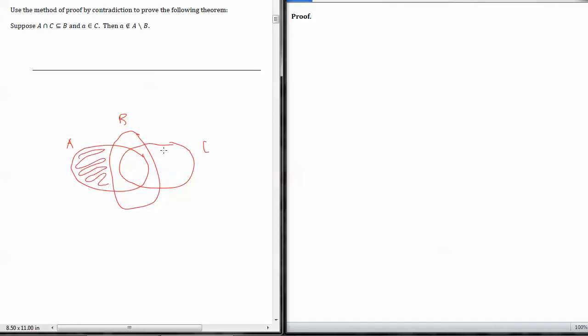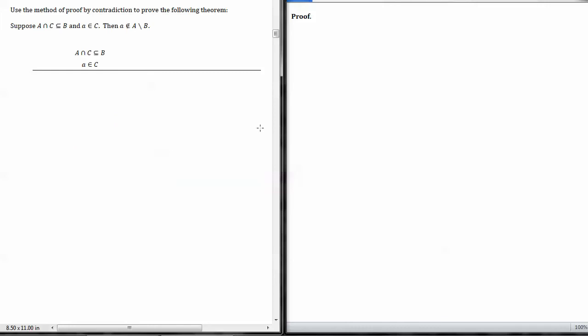Okay, and so if A is in C, it's pretty clear from the picture that it could not be in this region over here, right? And what would proof by contradiction look like? I guess we would assume that it is in A minus B, and also that it's in C, and somehow get a contradiction out of that. Okay, so that's what the logic's going to do for us.